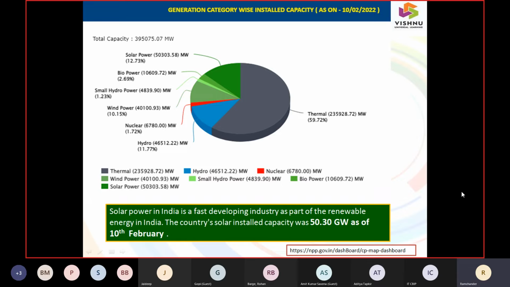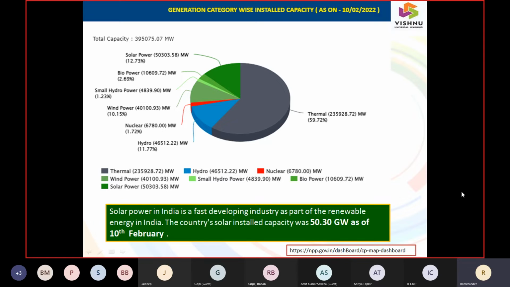This may be repeating data that was covered in the first session. This is the electricity generation installed capacity as on 10th February, the latest statistics. Total installed capacity is 395 gigawatt in India, almost 59% from thermal. Exclusively solar, we have reached almost 50 gigawatt, 50.3 gigawatt as on 10th February, which is almost 12.73% of the total generation mix.